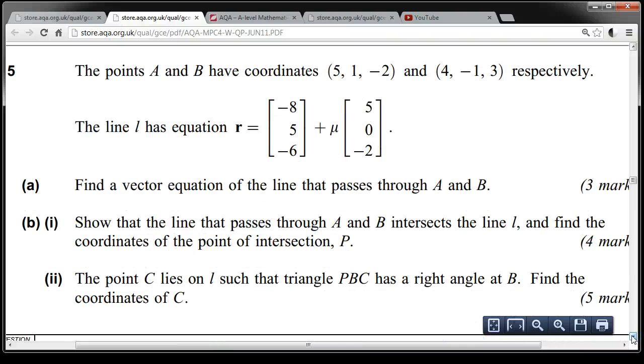We've got lines here. These questions can take an awfully long time. Coordinates a and b, equation of a line.